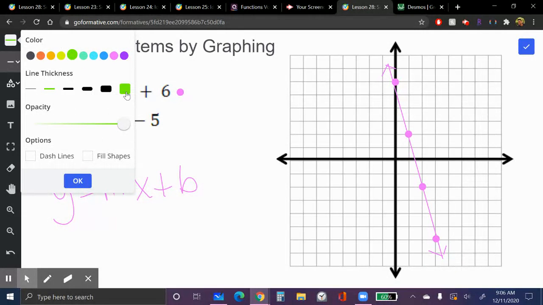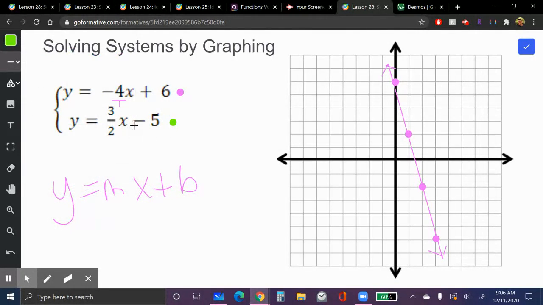I'm going to go green. Again, maximum thickness to make your dots. All right, so this one I start at negative 5. 1, 2, 3, 4, 5. Make my dot there. And this one I'm going up 3, right 2. Up 3, right 2. Oh, look at that. They do intersect. Up 3, right 2. Down 3, left 2. Also, don't forget to go in this direction.